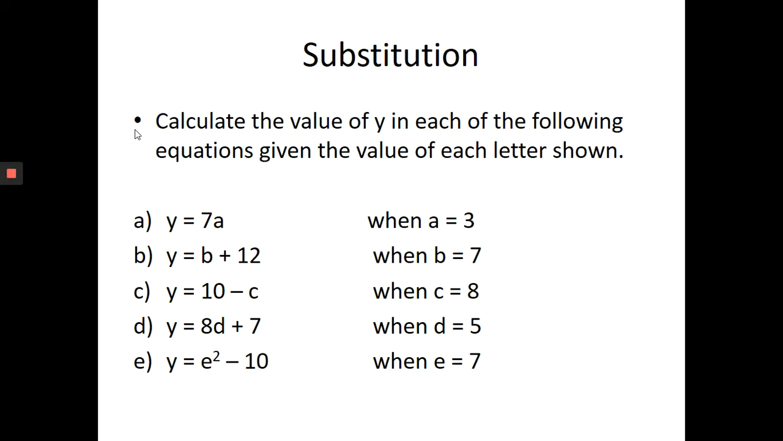Can you give those 5 a go? The tricky one will be e, where it's e squared. Remember, if something's squared, it means times by itself. So for e, it would be 7 times 7, take away 10. So can you give those a try? Pause the screen for 4 or 5 minutes and give those a try. Remember to include all workings out, as this will get you extra marks when you come to the GCSE exams.